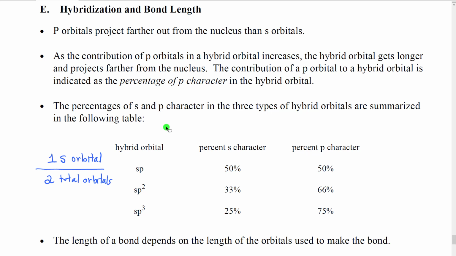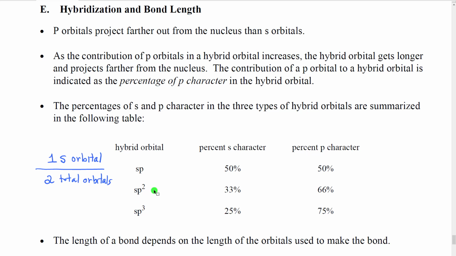So what we talk about is the percentage of s and the percentage of p. To get this, we look at our orbital description. For example, an sp orbital has one s orbital and one p orbital, a total of 2 orbitals. So we take how many s's are there? 1 s orbital. How many total orbitals do we have? 2 total orbitals. And we basically do that and then convert it into a percent. So in an sp orbital, we have 50% s and 50% p.